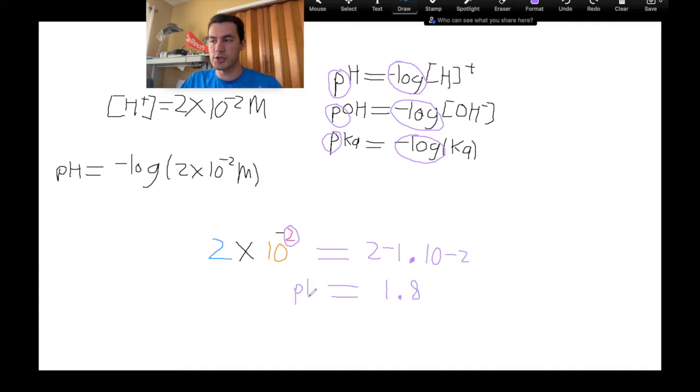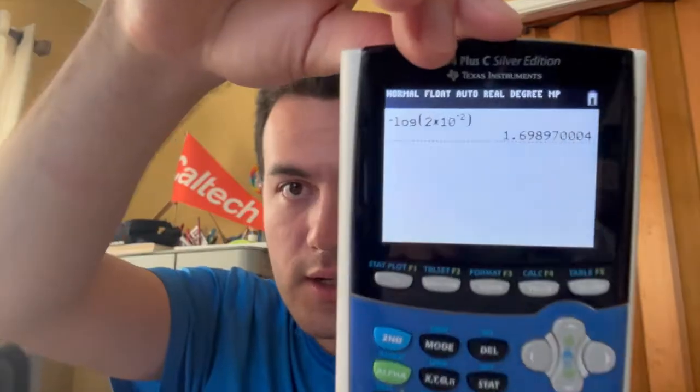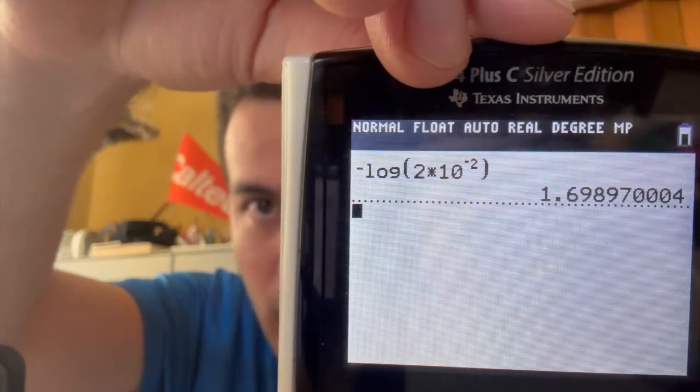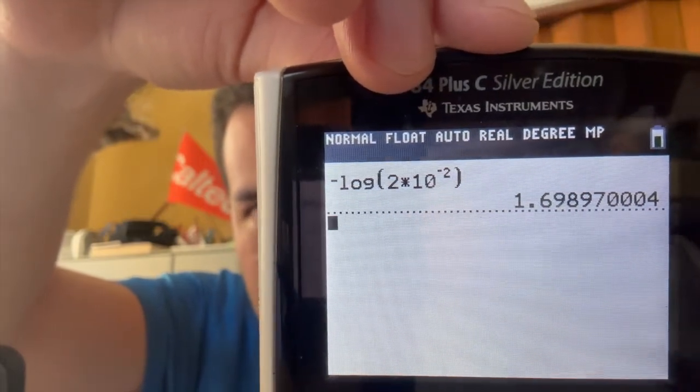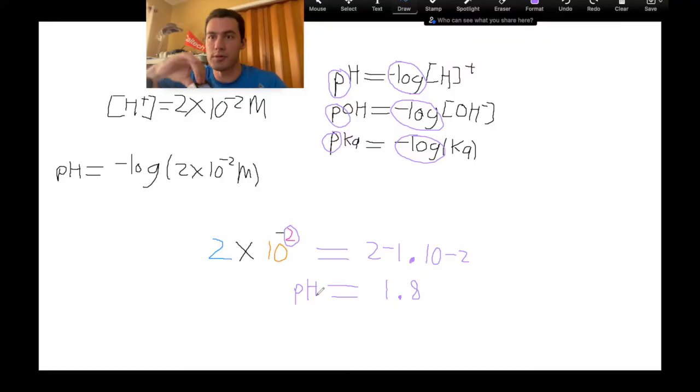And to check this for sure, I'm going to show you the same exact calculation but with the calculator. And it will be very close to what we got. Negative log 2 times 10 to the negative 2 power. And voila, we end up getting about 1.7 right there. Very close. So that is our answer.